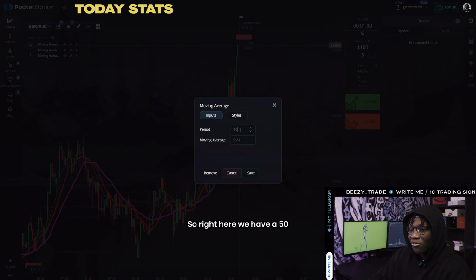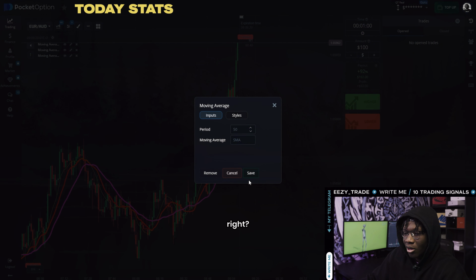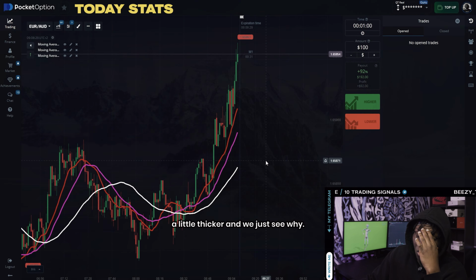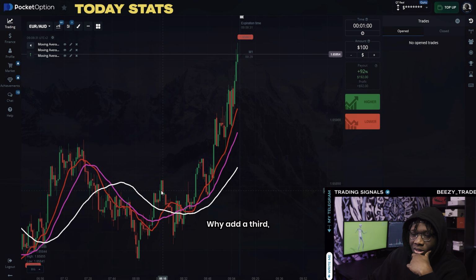So right here we have a 50. Let's make it white, a little thicker, and we'll see. Why add a third SMA?